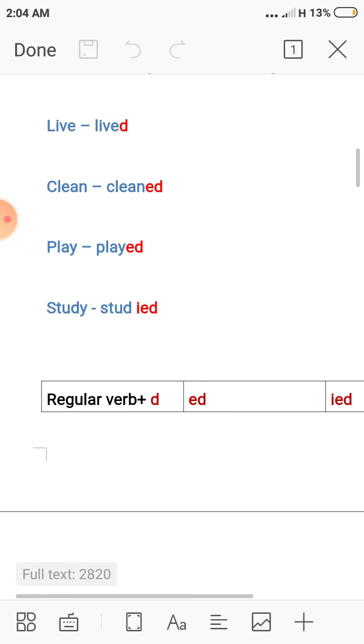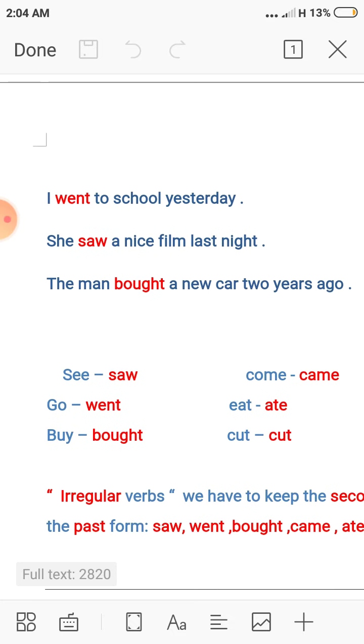But look at these examples. I went to school yesterday. She saw a nice film last night. The man bought a new car 2 years ago. Look at these verbs: went, saw, bought. They are verbs in the past simple tense. We didn't see d or ed or ied. Went, saw, bought are irregular verbs.